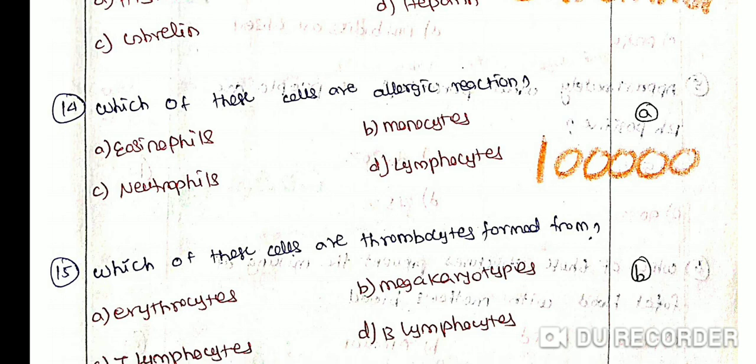Which of these cells are associated with allergic reactions? Option A eosinophils, option B monocytes, option C neutrophils, option D lymphocytes. The correct answer is option A, eosinophils. Eosinophils are associated with allergic reactions. They constitute 2 to 3% of the total number of white blood cells. They help resist infections. They also have anti-parasite and bacterial activity.